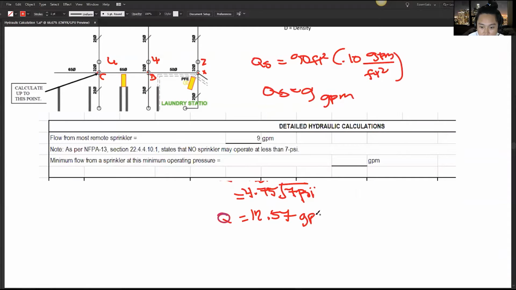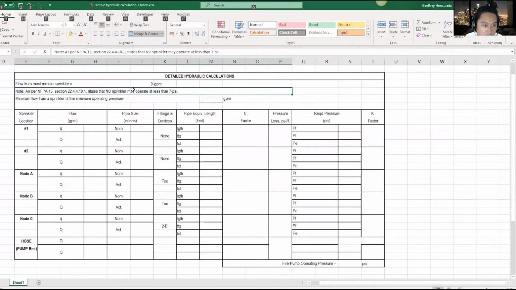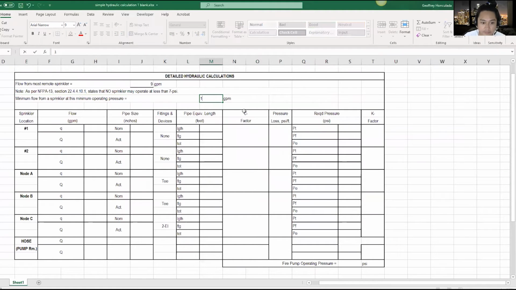12.57 GPM. Now you can compare these two here in order to satisfy the condition of NFPA. Let's get back to the given table. In order to satisfy this note that no sprinkler will operate below 7 psi, the minimum flow for this sprinkler must be 12.57.